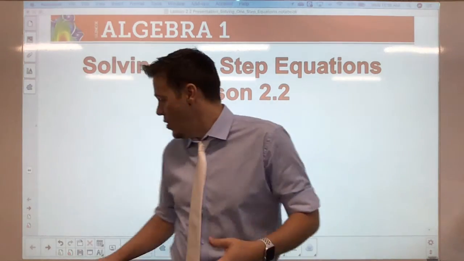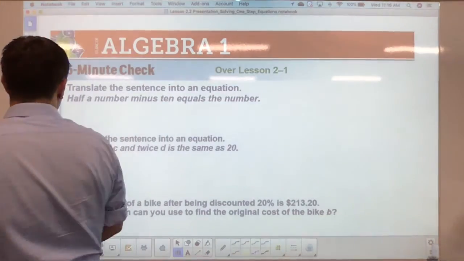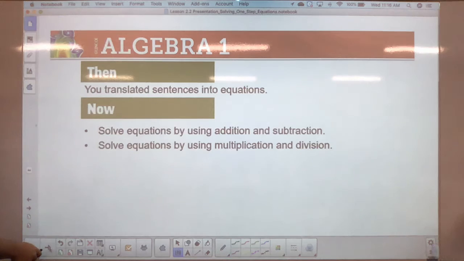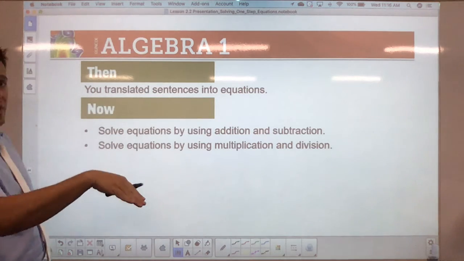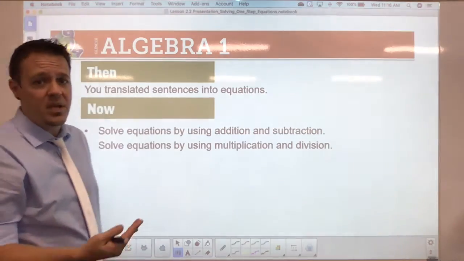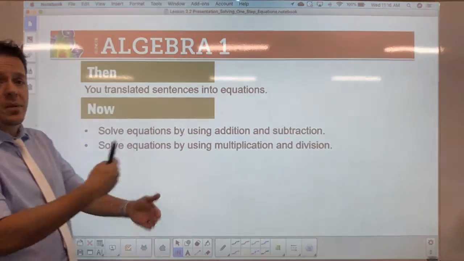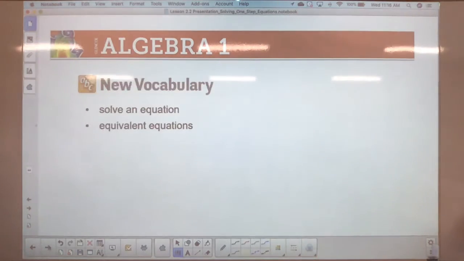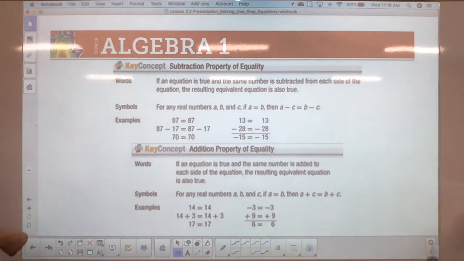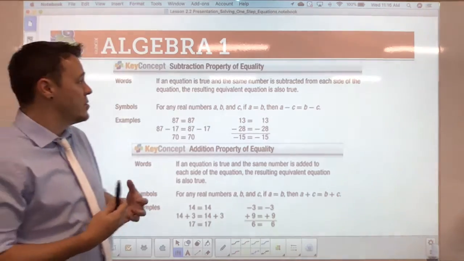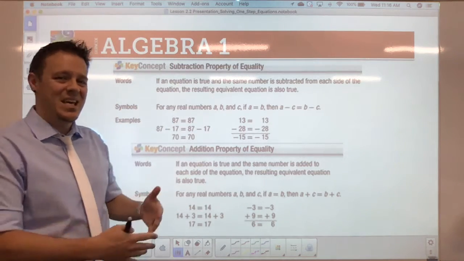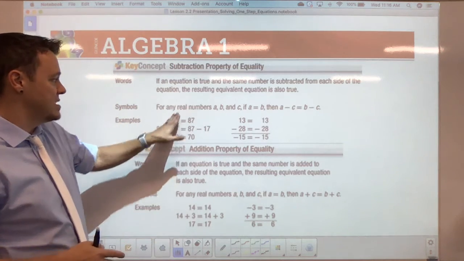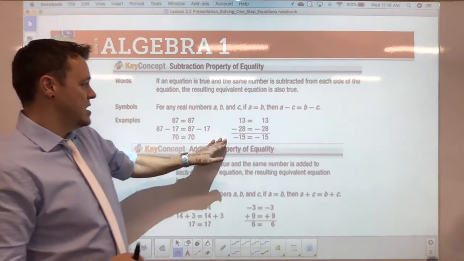So on this, what I want to get started is make sure that as we go through this process, we're going to translate. We have done translations, which we did in 2.1. Now we're going to solve them by using addition, subtraction in one exercise, and then multiplication, division in the other, okay? So it's a simple setup. There's 2 different properties we're using. Subtraction property of equality, which basically says if you're going to subtract something to one side, you have to do it to the other, okay?